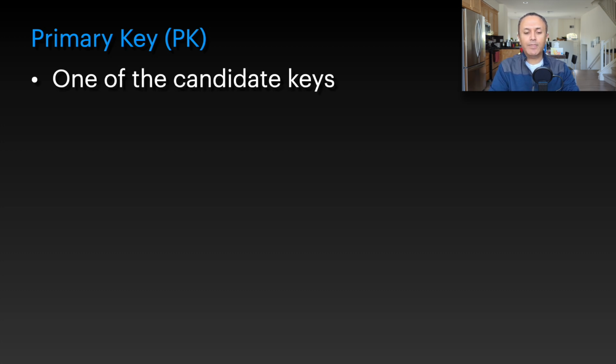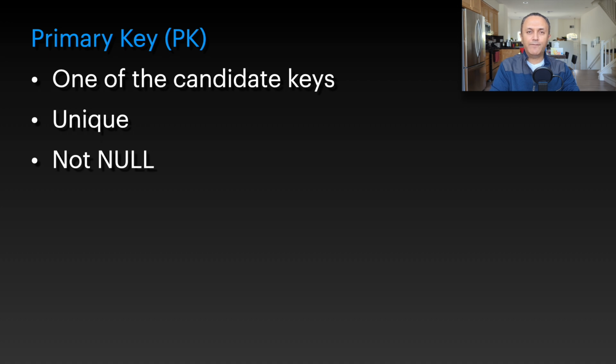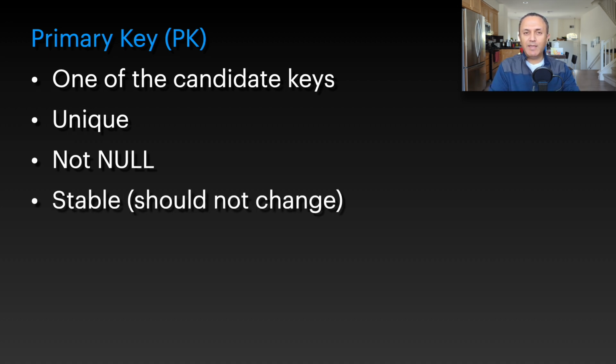So if we look at the primary key properties, as we've said, this is one of the candidate keys. It is unique for every row in the table. It cannot be null, so no user will ever have a null username, for example. No employee will have a null email or empty social security number. So it cannot be null. It is also stable, something that does not change, or does not change frequently at least.